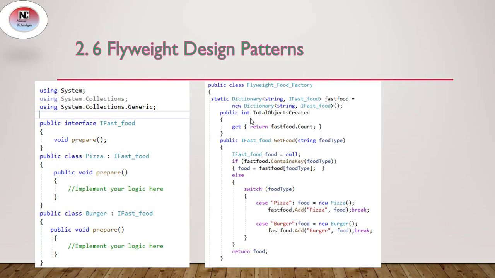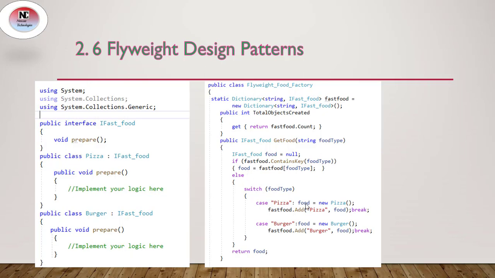We count the total objects created by taking the dictionary's count, fastfooddictionary.count. It will return how many objects there are. Now the getFood method returns an iFastFood and takes the type of food, like pizza or burger. Here we check whether the food type you have specified, pizza, burger, whatever, is contained as a key or not. If the key is available, we add that type of fast food to food.